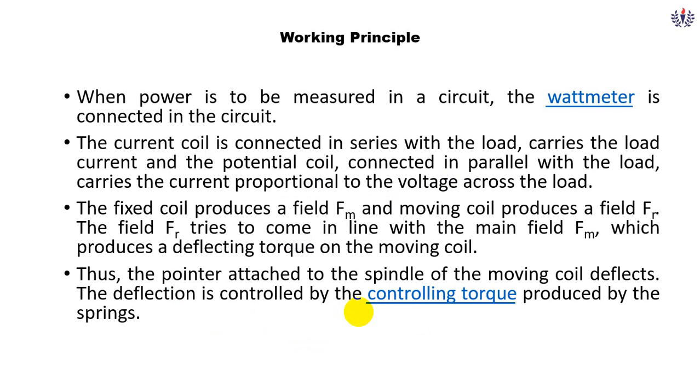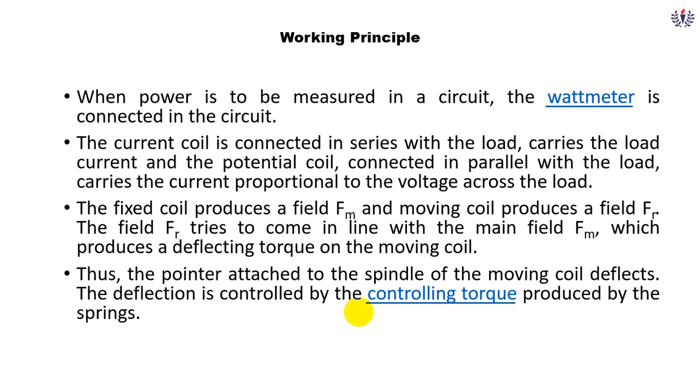So when the power is measured in a circuit, the wattmeter is connected in the circuit. This is the third time we are discussing: the current coil is connected in series with the load and carries the current, and the potential coil is connected in parallel with the load and carries the proportional voltage.